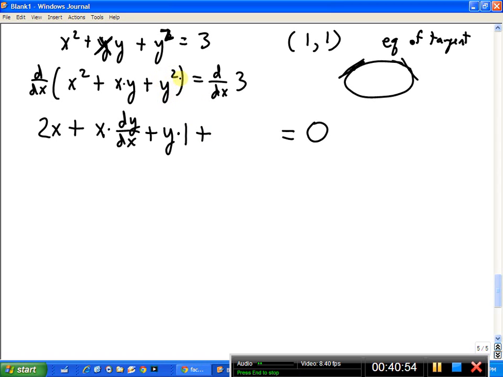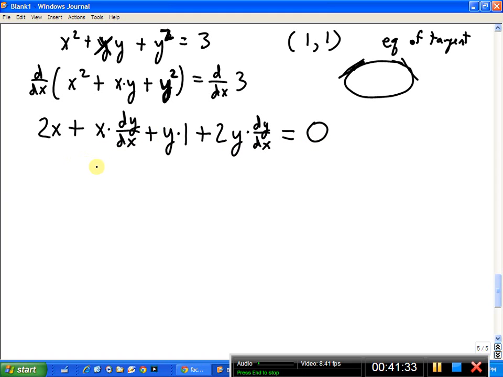Now we got something more interesting. What happens with y squared? What is y? Y is some horrible complicated function of x that I haven't solved for. So what's the derivative of y squared? Well, the power rule says the answer is 2y. But y is not x. Y is a function. So the chain rule has something to say. You got to multiply by the derivative of what's inside, the derivative of y. So we got to multiply by dy dx. Okay, so this would allow me to solve for dy dx.